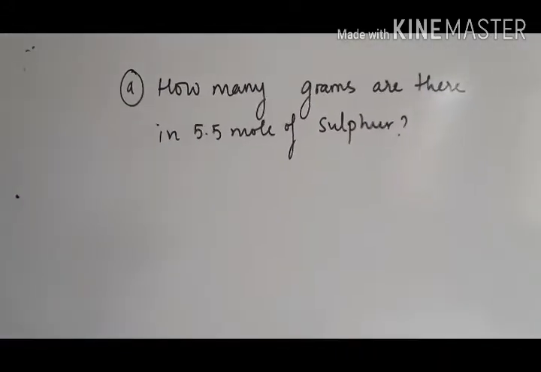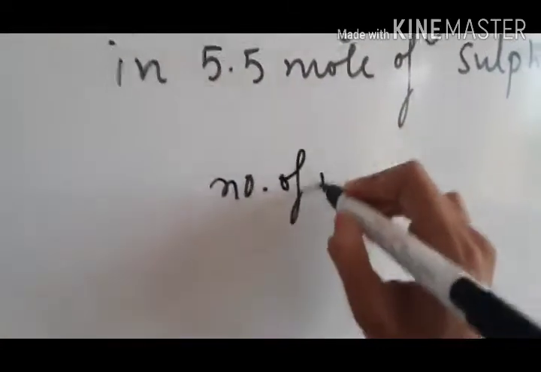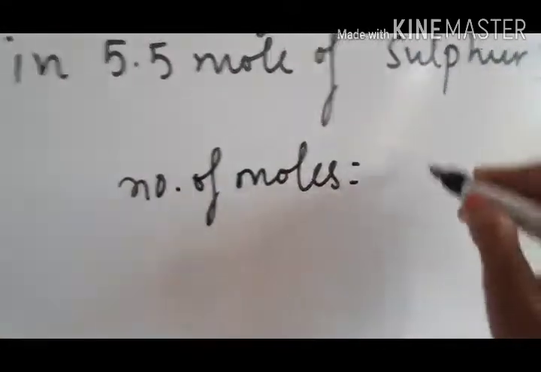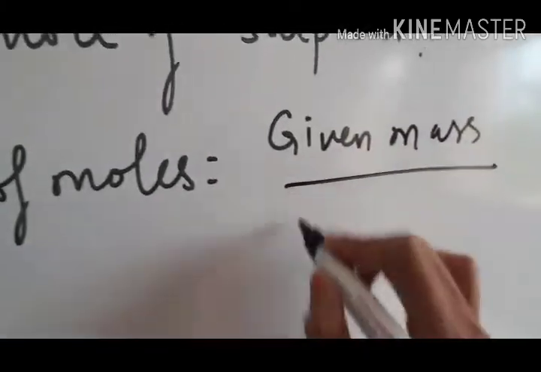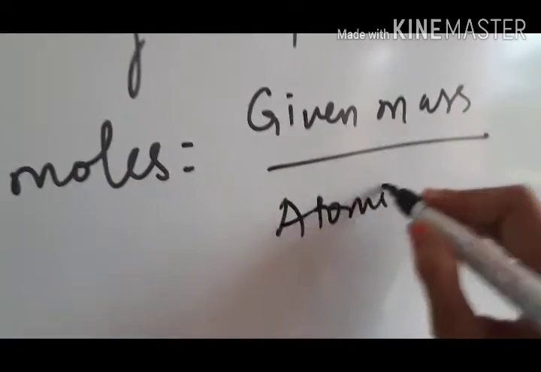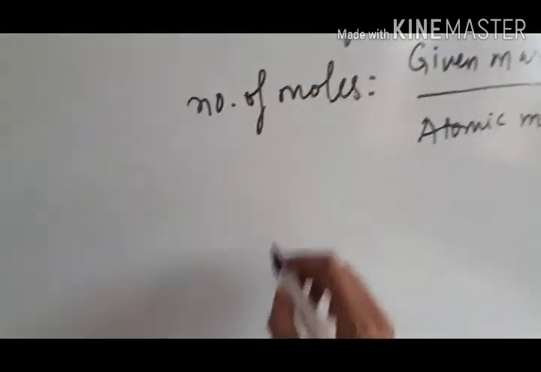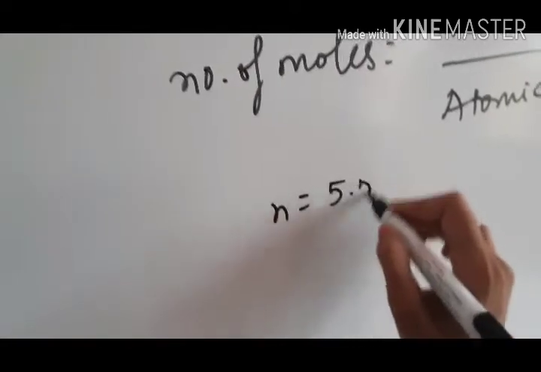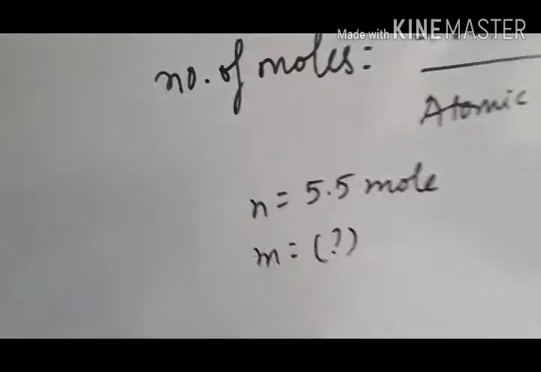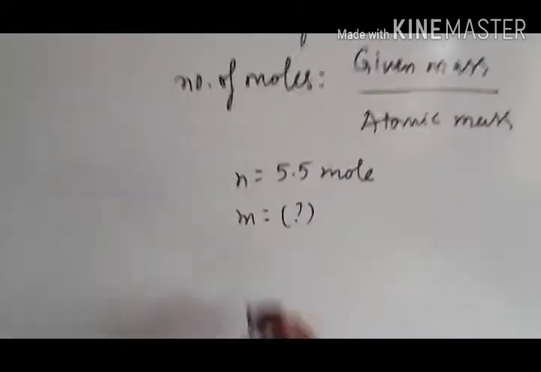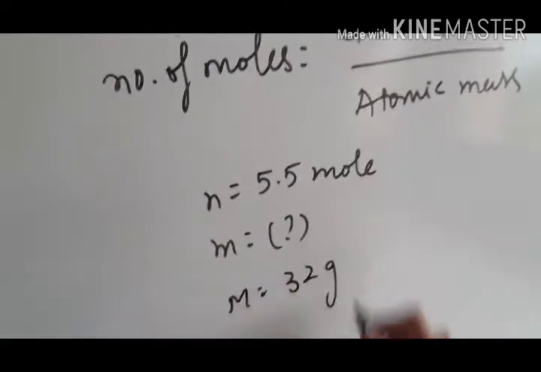Children, in the last lecture we learned that the number of moles is always equal to given mass upon atomic mass. Here we are writing the atomic mass because sulfur is an atom. So here we have the number of moles, n, equal to 5.5 mole. Given mass, M, is not given, so we have to find it out, and atomic mass of sulfur is 32 gram.